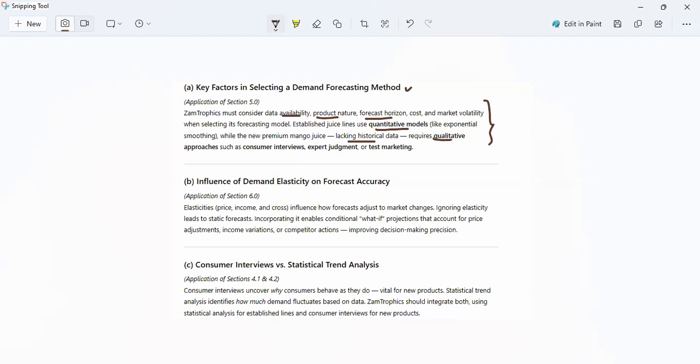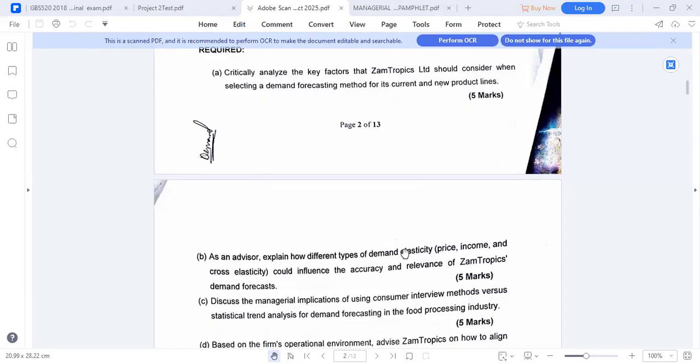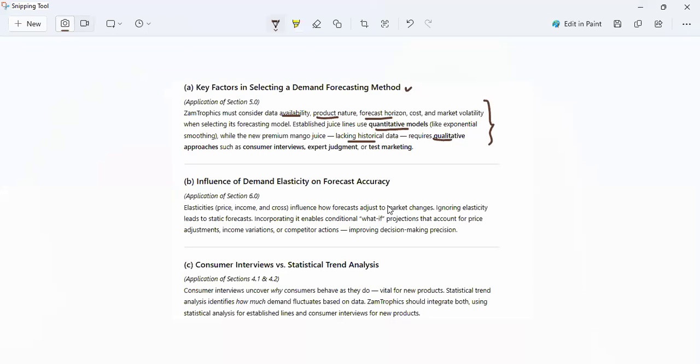Okay, the second part of the question was asking us, as an advisor, to explain the different types of elasticity. He has even given you the clue there, and how they will influence the accuracy of the demand forecast. So the types of elasticities, we have what? The income, we have the price elasticity of demand, we also have the cross price. So these ones will affect how the forecast will adjust to market changes.